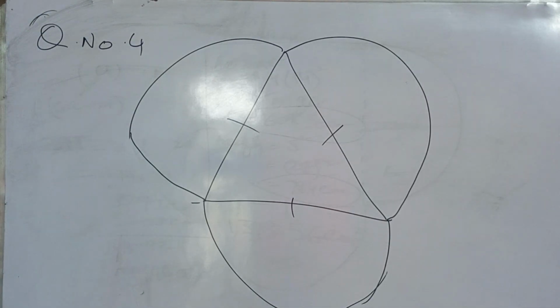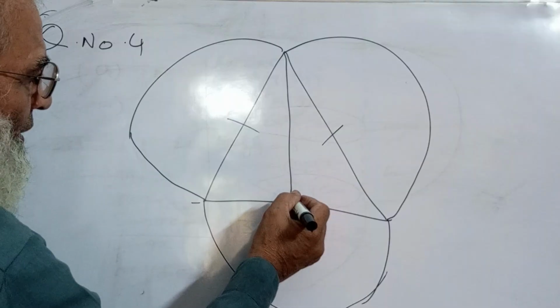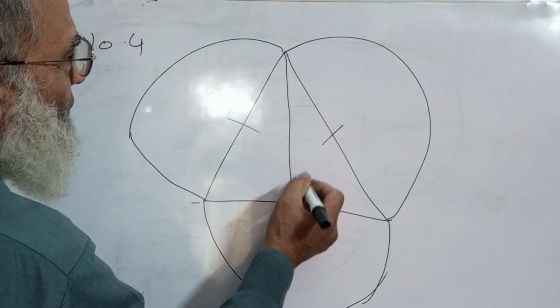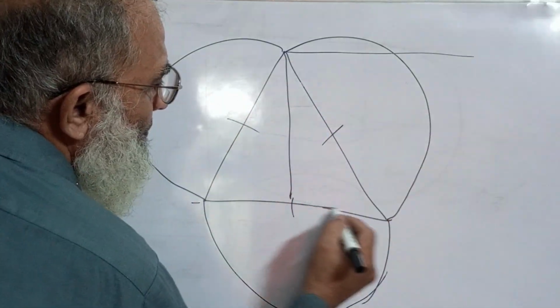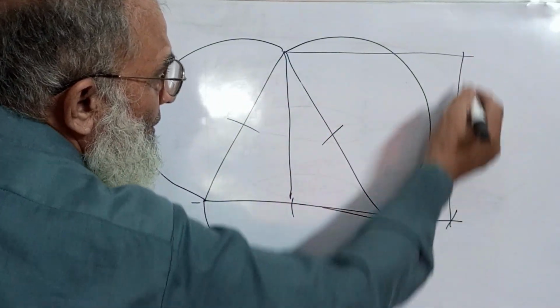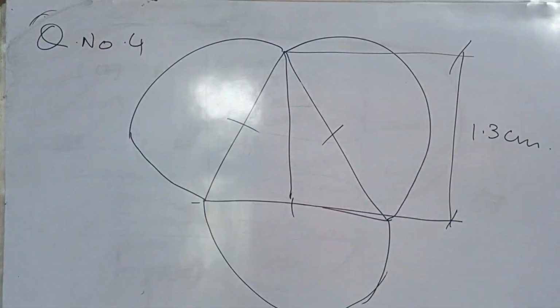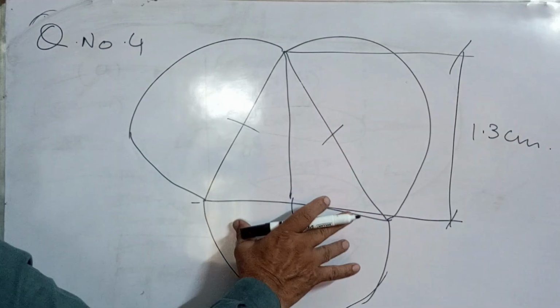So the vertical height is given. The vertical height is 1.3 centimeter. Now you would have understood the figure. Okay, this is 1.3. So what we have to do is find this side.